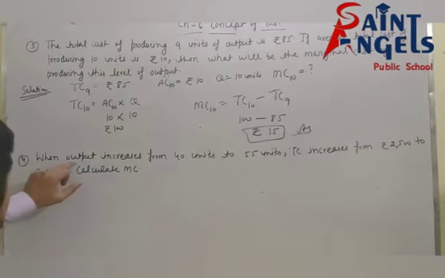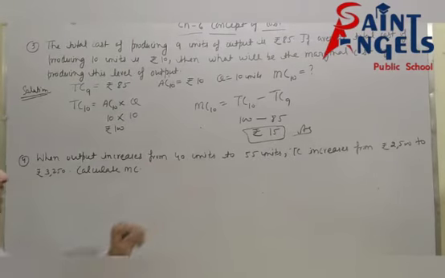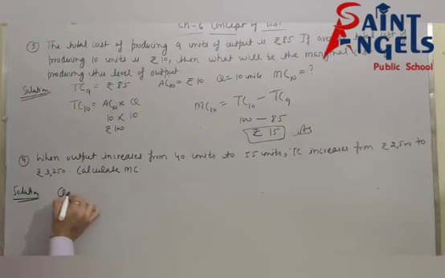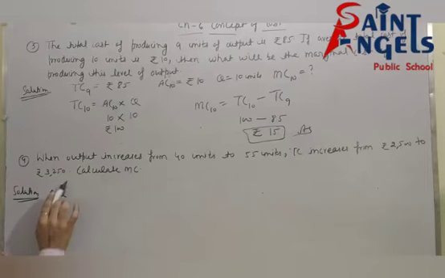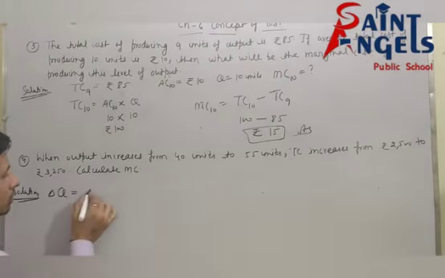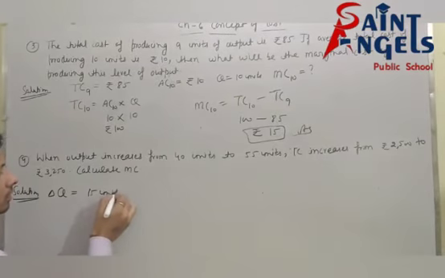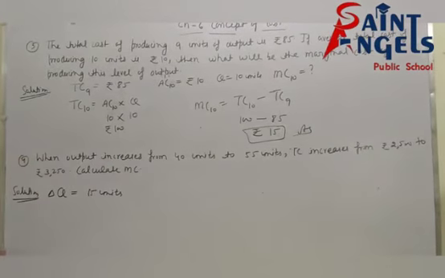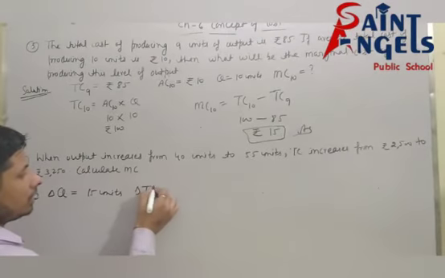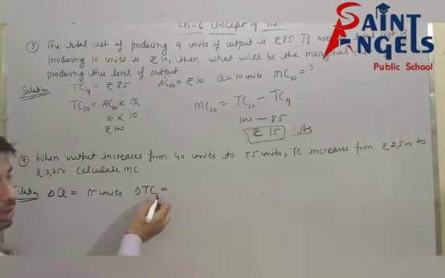See the next question. When output increases from 40 units to 55 units, how will you solve this? See, delta Q means change in Q, Q relates to output. So change in Q will be equal to 15 units. TC increases from rupee 2500 to rupee 3250. It means delta TC. Delta TC means change in TC.